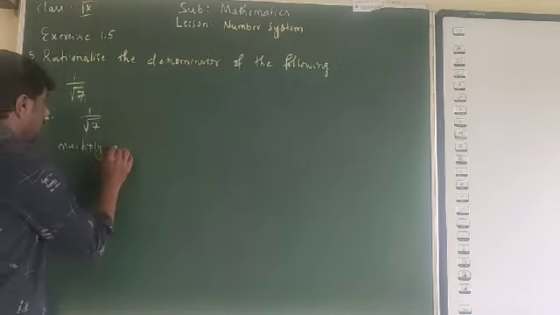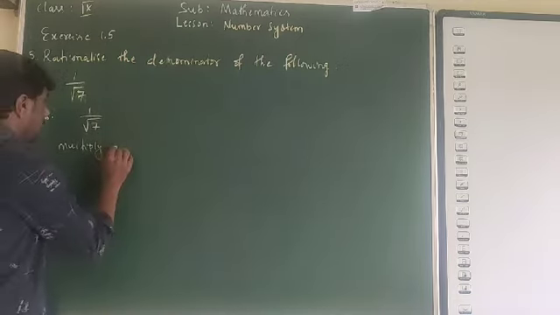Since we are rationalizing the denominator, multiply the numerator and denominator. 1 into root 7 in the numerator, root 7 into root 7, root 7 whole square, in the denominator. 1 into root 7 is root 7 only. Square and square root will get cancelled, giving 7. Now you can observe that root 7 by 7 and 1 by root 7 are both the same, both irrational numbers.